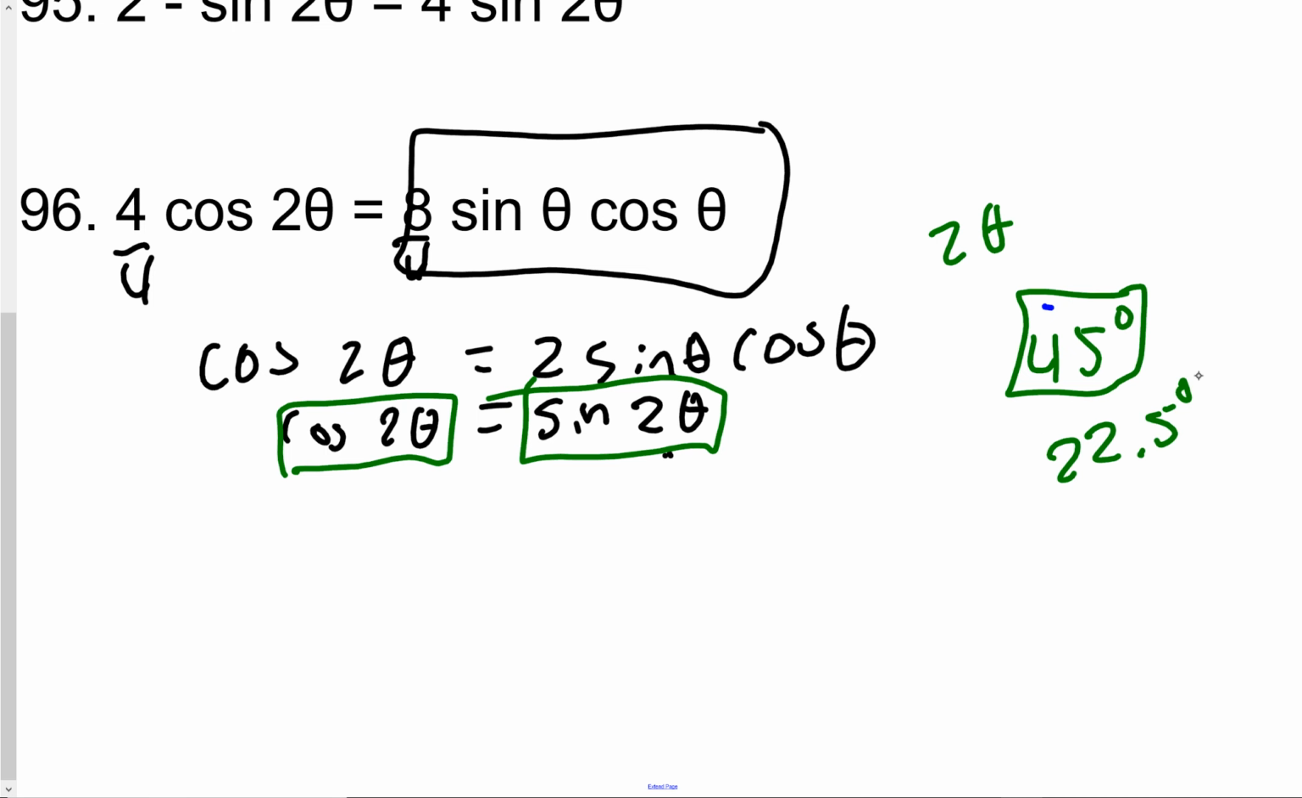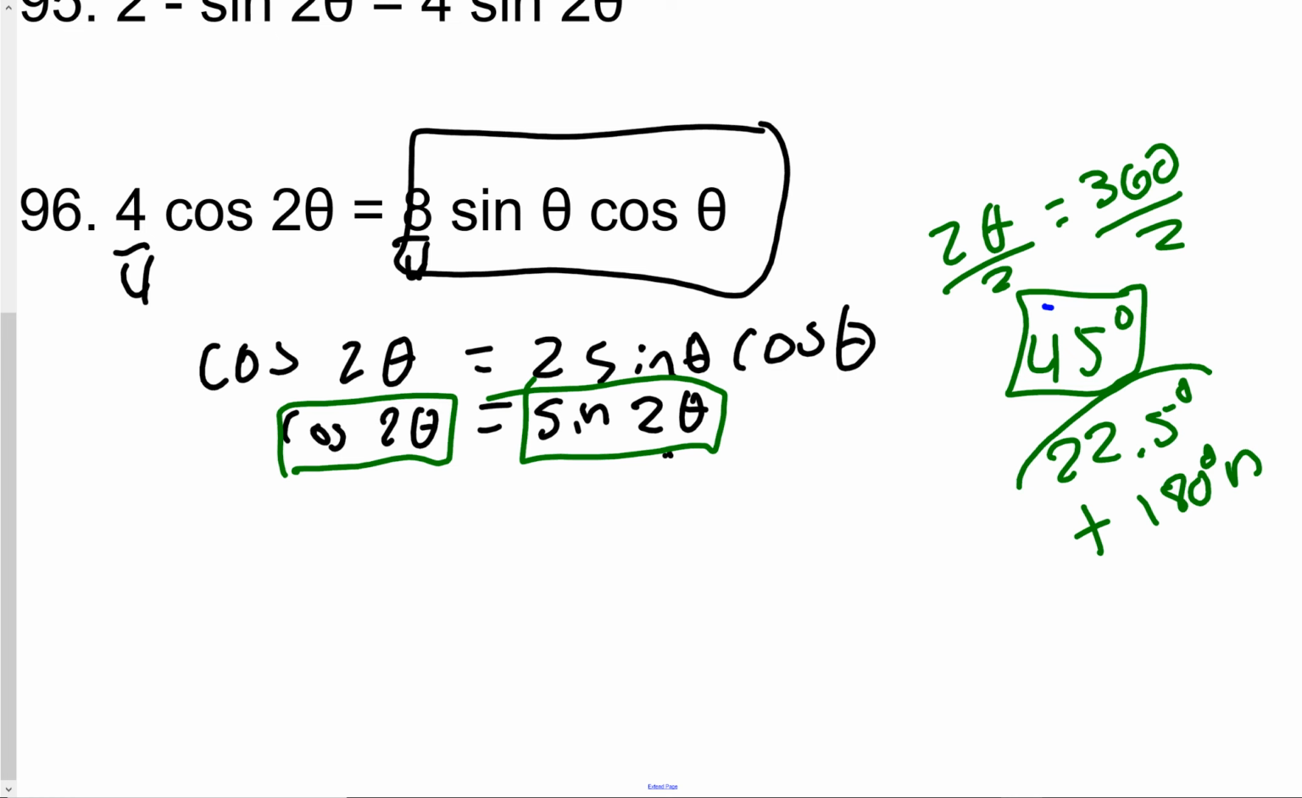Okay, but I want all my answers to be in a range. So normally it would be 22.5, right? And then I would just add on plus 360n, but it's not 360 anymore. I have to divide by 2, so it's going to be 180 degrees n. And so that's going to be a repeated answer.